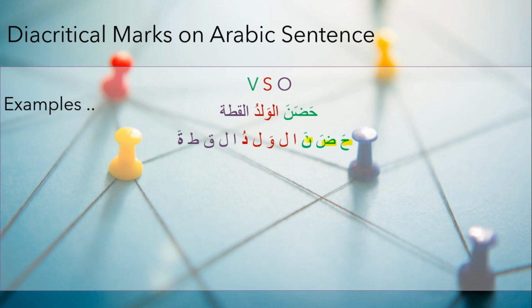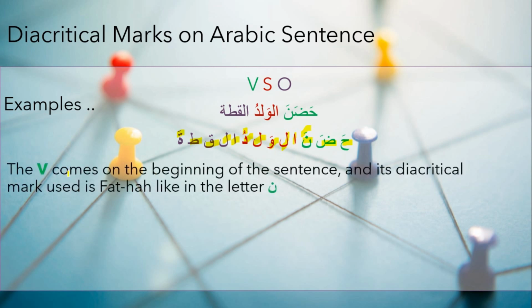Let's have the same example here, but focusing on the Arabic language. حضن الولد القطة. These are the letters that we are using. I'm just trying to show each letter to the side, just to connect this to the previous lecture. These are the letters that we are using to form this sentence.